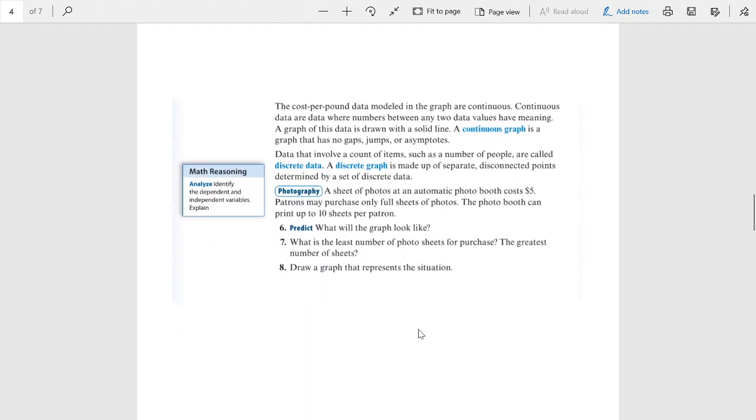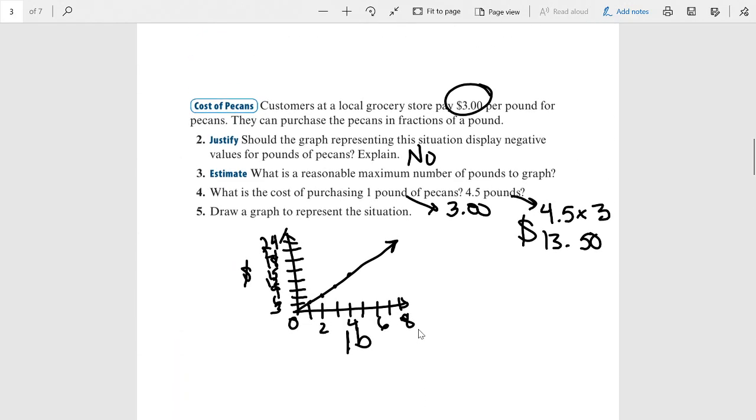All right, going on, let's look at some more information and then a new situation. So the cost per pound data model in the graph, that's a continuous model. So continuous data are data where numbers between any two data values have meaning. What that means is that with this solid line that I have, any point that I have on the line, let's say it's right in between right there, means that I could have 3.5 pounds of these pecans and a certain dollar value for that, which I can find by going that way.